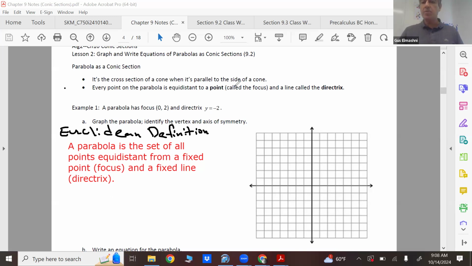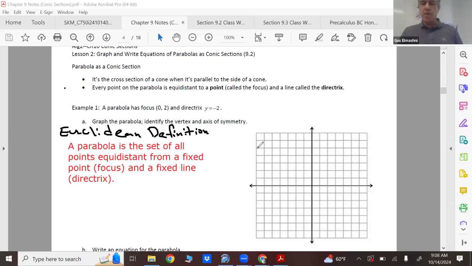It is a cross-section of a cone that is parallel to the side of the cone. We talked about that, right? When you have the cone here and you slice it that way, you get a parabola cross-section, and every point of the parabola is equidistant to a point called the focus and a line called the directrix.